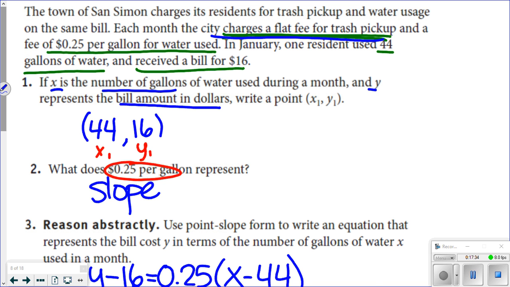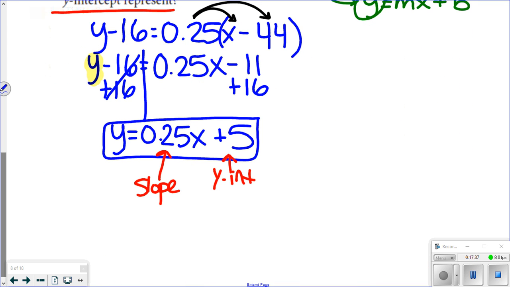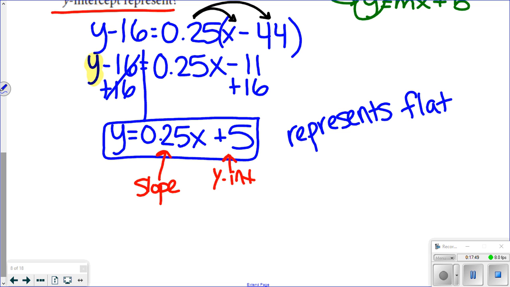Oh, so this $5 represents the flat fee for trash pickup. That's what your y-intercept is. That's what this $5 is. So we just went from point slope to slope-intercept form.